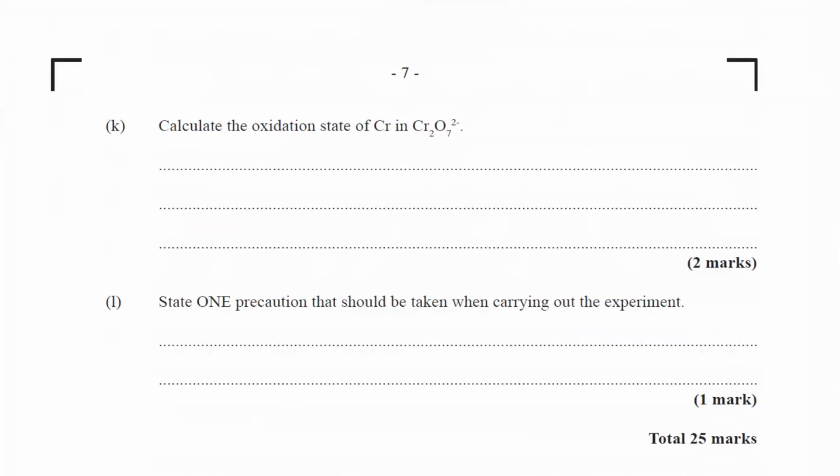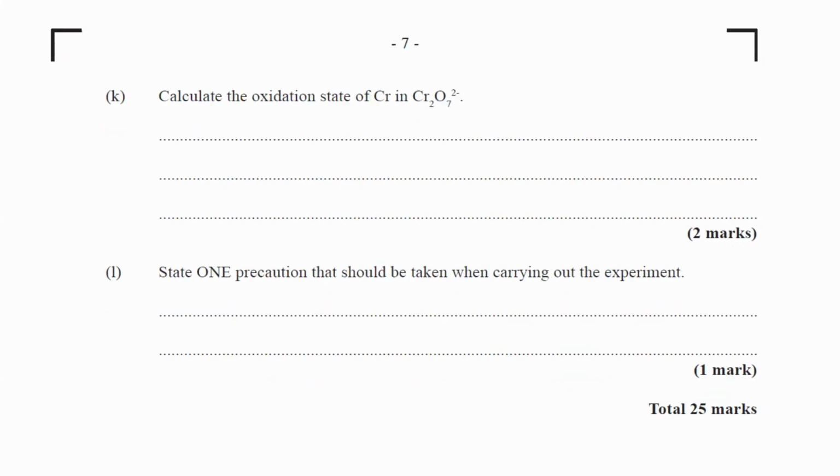And they want us now in K to calculate the oxidation state of chromium in Cr2O7 2-. There are some guidelines that we use for assigning oxidation numbers. Whenever we have a radical, a polyatomic ion, the sum of all the oxidation numbers must be equal to the charge on the ion. So when we take 2 times the oxidation number of chromium and add that to 7 times the oxidation number of oxygen, we must get -2. Oxygen in compounds has an oxidation number of -2, except when it's in peroxides. This is not a peroxide, so we expect the oxidation number of the oxygen to be -2.